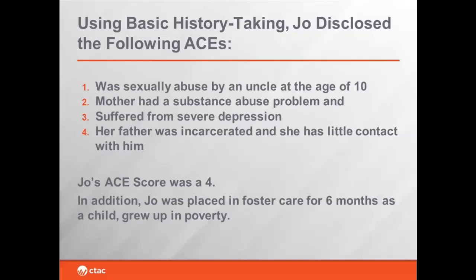The reason why I say this is because oftentimes a practice that is slowly making its way into common practice is using ACEs questionnaires as a way of collecting information from folks to identify possible exposure to adversity. But oftentimes, we don't even need those to be able to get a good picture of someone's ACEs history. So in addition to Jo's ACEs score of 4, she was also placed in foster care for 6 months and grew up in poverty. All of these things speak to a history of exposure to toxic stress or the likelihood that there was high exposure to toxic stress.